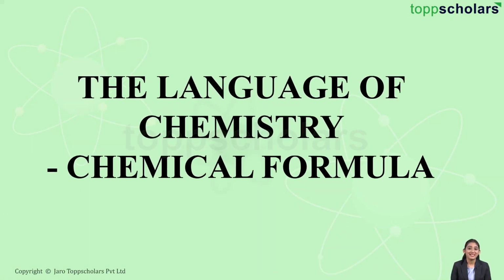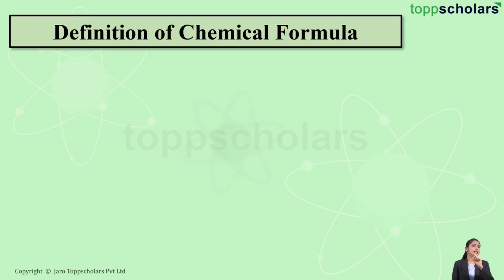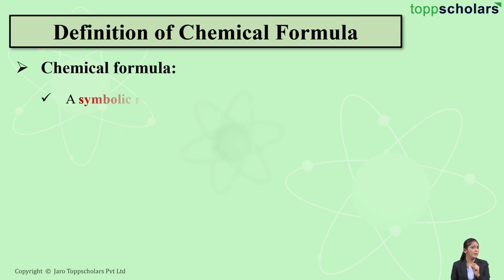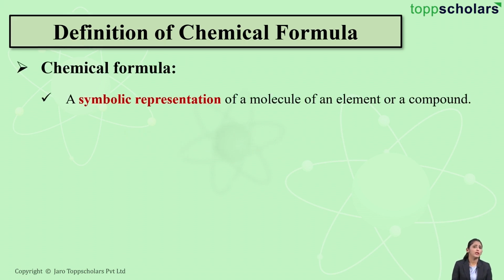Today we'll be discussing the language of chemistry, wherein we'll be discussing chemical formulas. So friends, what is a chemical formula? A chemical formula is a symbolic representation of a molecule of an element or a compound. That is, a chemical formula is used to represent the composition of a molecule.